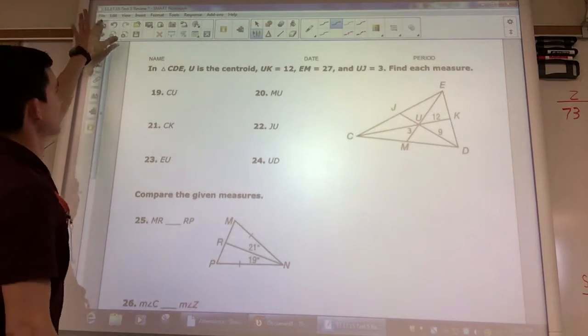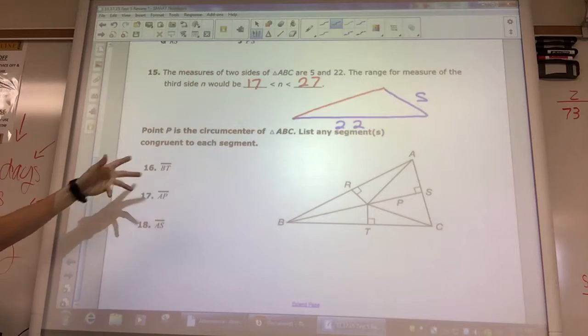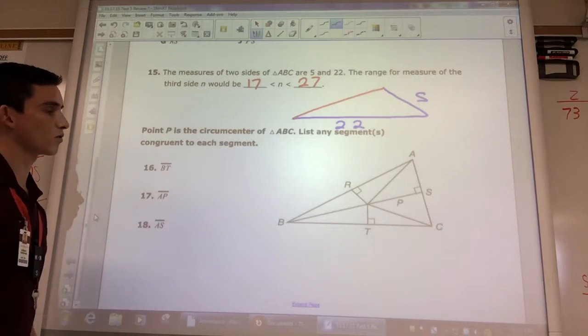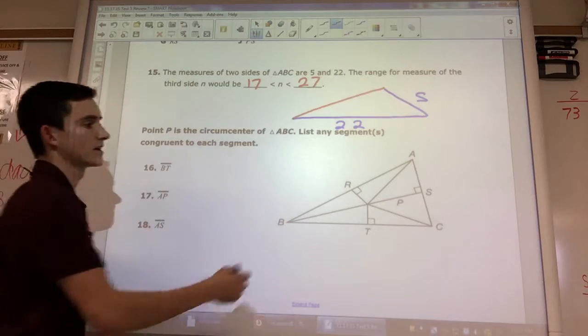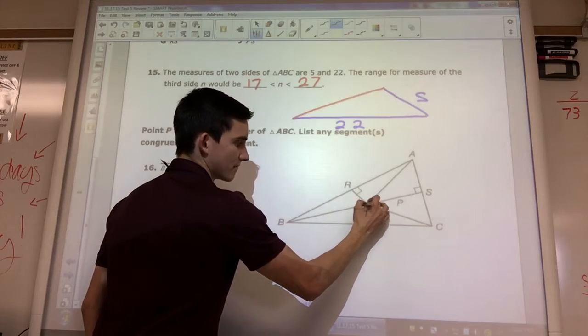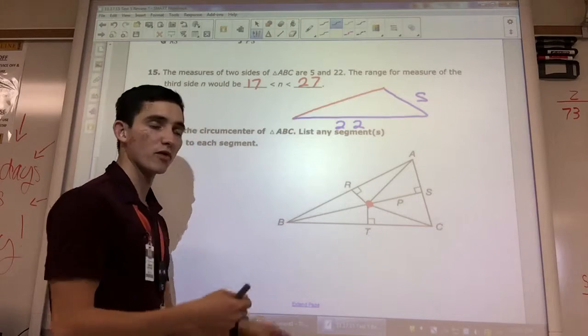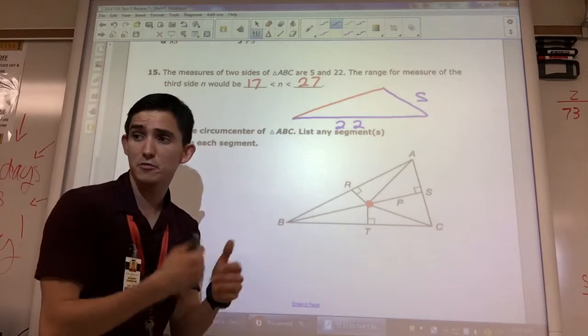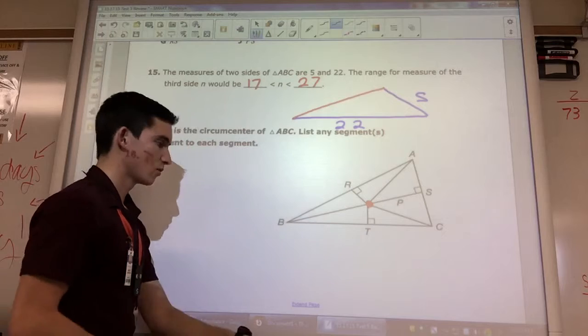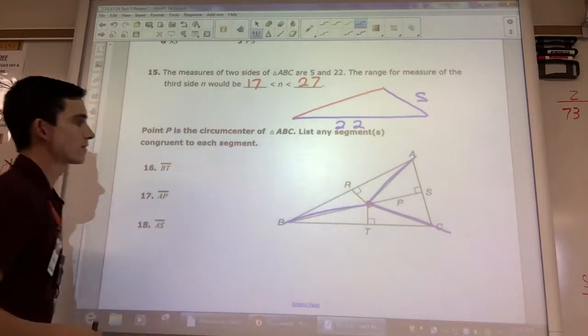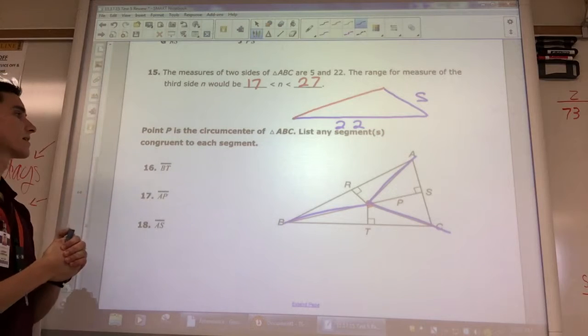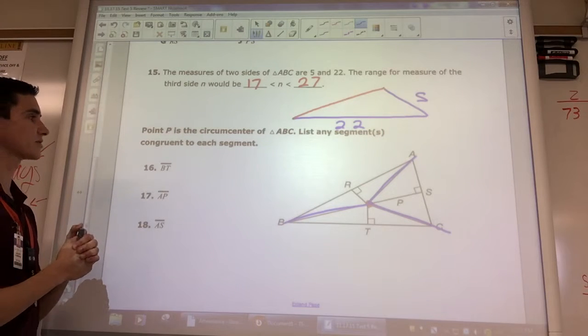All right, I think that was all on this page. Nope, okay. Point P is the circumcenter. Well, we already talked about this a little bit. I put it down on the notes, but let's just do it real quick. The circumcenter is the point where all three perpendicular bisectors join together, right? Which means it's the same distance to all of the vertices. So it says list any segment congruent to each segment.